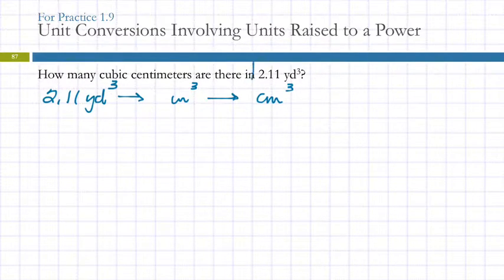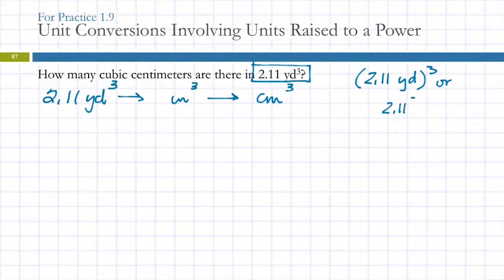So this value here, does that exponent of 3 apply to the 2.11? No, it doesn't. It only applies to the yard. If it applied to the 2.11, it would be 2.11 yards with parentheses around cubed, or it would be 2.11 cubed yards cubed. These are not the same.